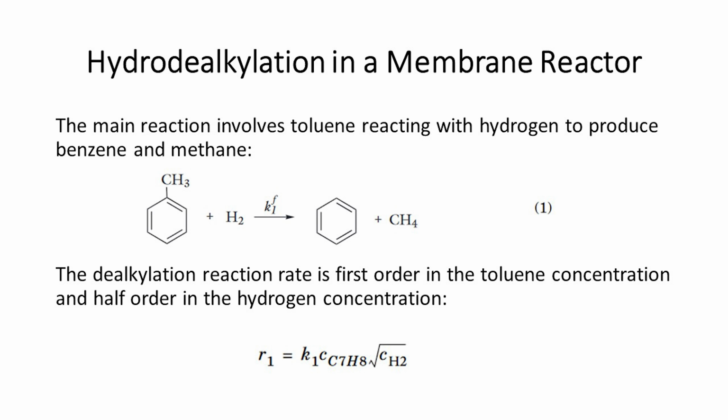So in this model, two important reactions occur in the thermal hydrodealkylation of toluene. The main reaction involves toluene reacting with hydrogen to produce benzene and methane, as shown on your screen. The dealkylation reaction rate is first order in toluene concentration and half order in hydrogen concentration, and this is the rate equation.